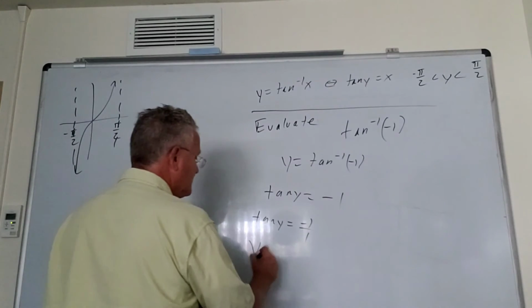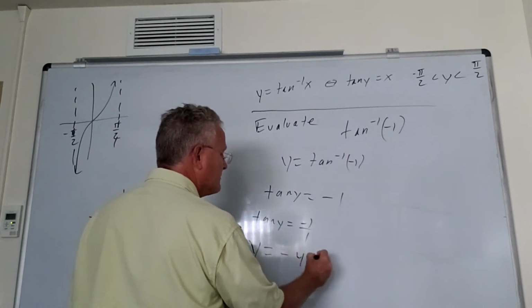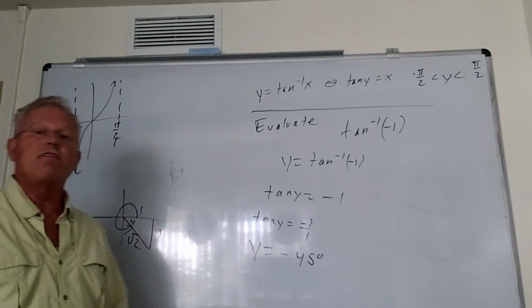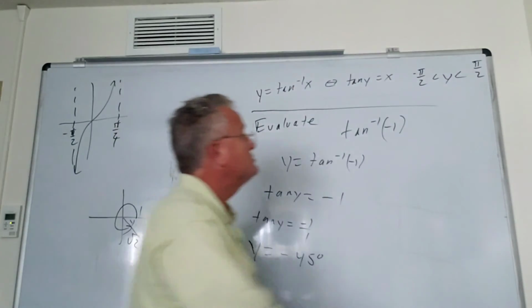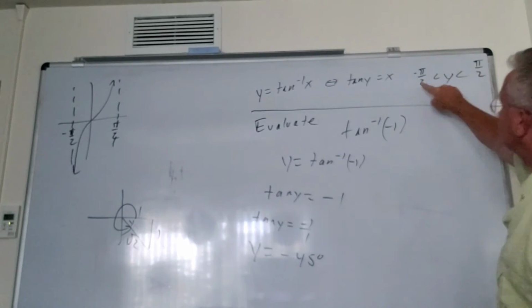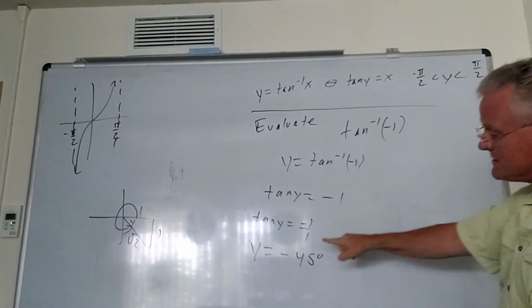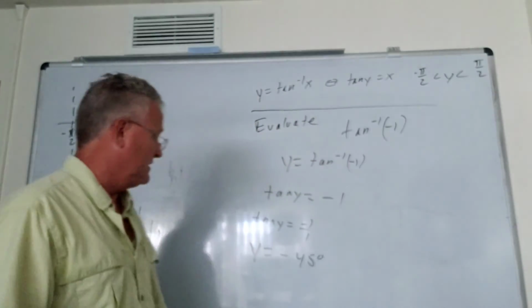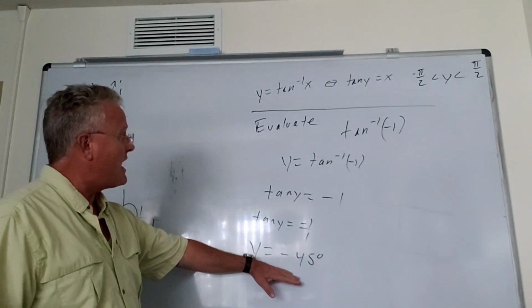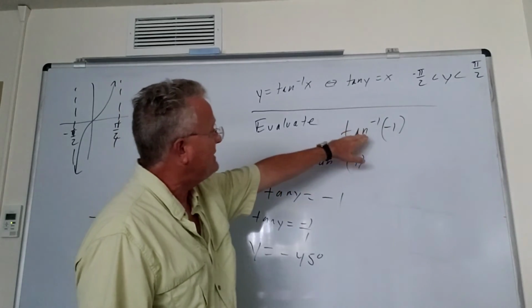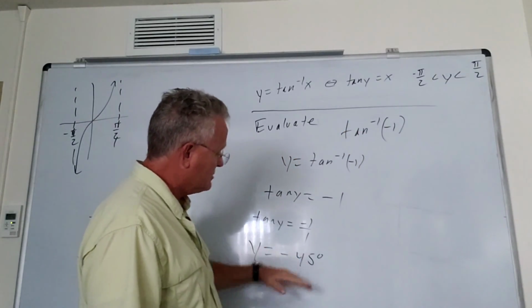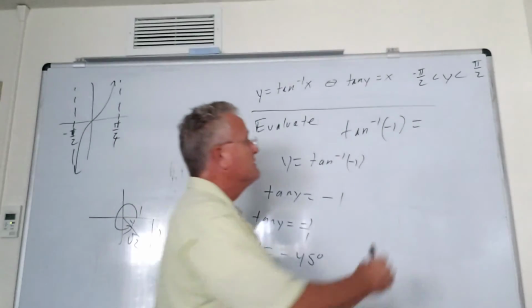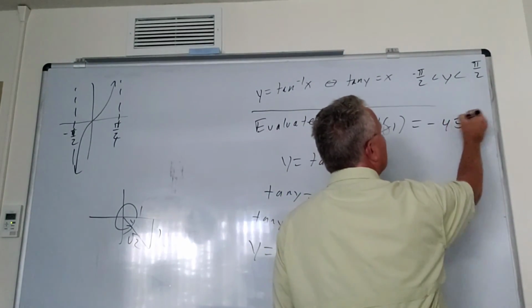So y is -45 degrees. Again, we don't want to report this angle as 315 degrees, because 315 is not between -90 and 90, but -45 is between -90 and 90. So this is our value of y. We started by letting our expression equal y, because y is -45 degrees. The inverse tangent of -1 is -45 degrees.